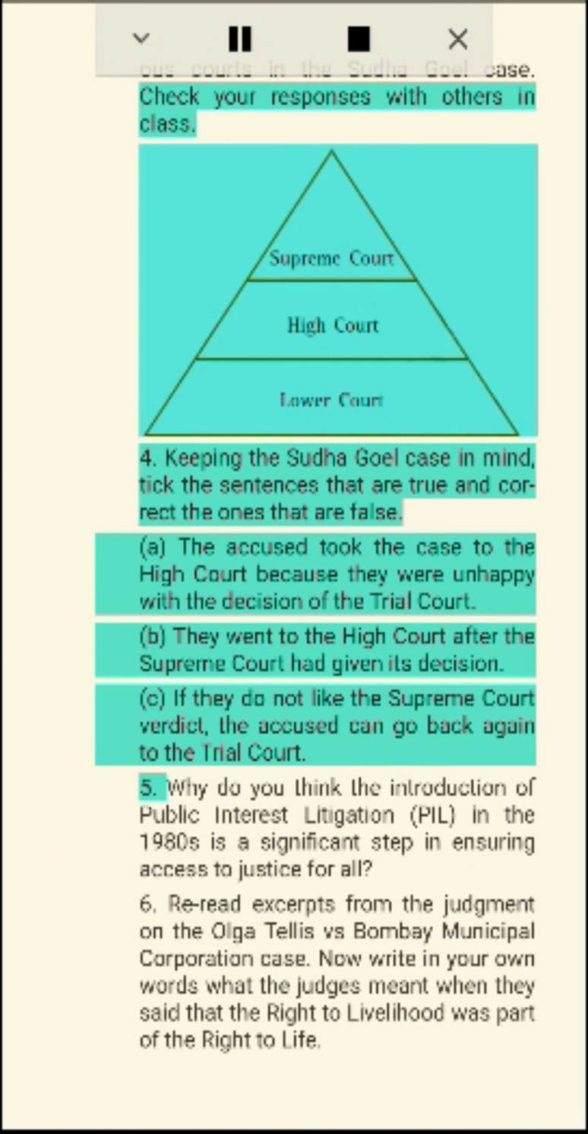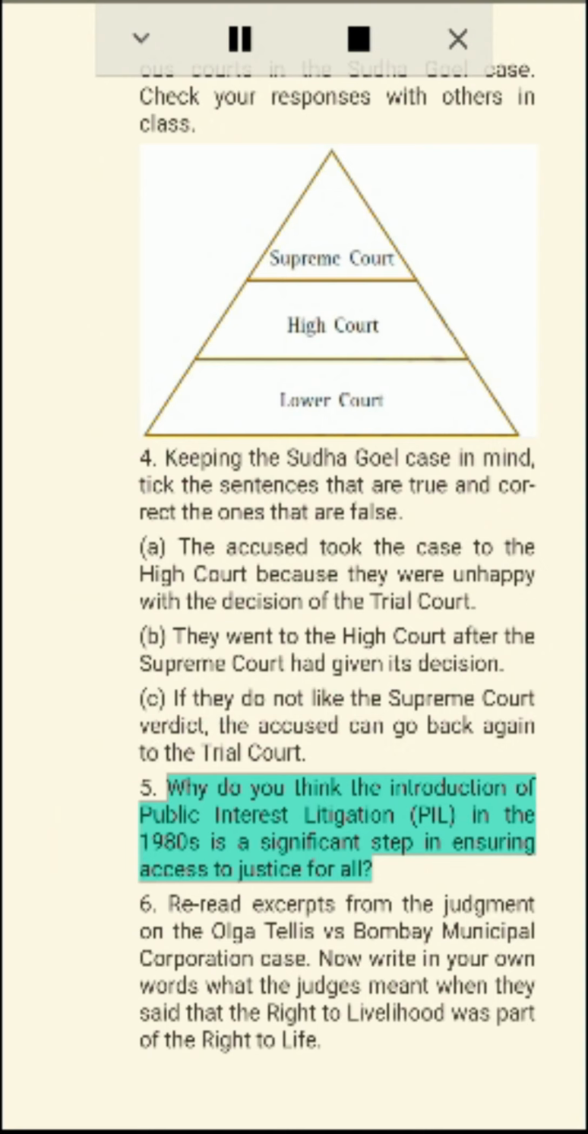4. Keeping the Sudha Goel case in mind, tick the sentences that are true and correct the ones that are false. A. The accused took the case to the High Court because they were unhappy with the decision of the trial court. B. They went to the High Court after the Supreme Court had given its decision. C. If they do not like the Supreme Court verdict, the accused can go back again to the trial court. 5. Why do you think the introduction of public interest litigation (PIL) in the 1980s is a significant step in ensuring access to justice for all?